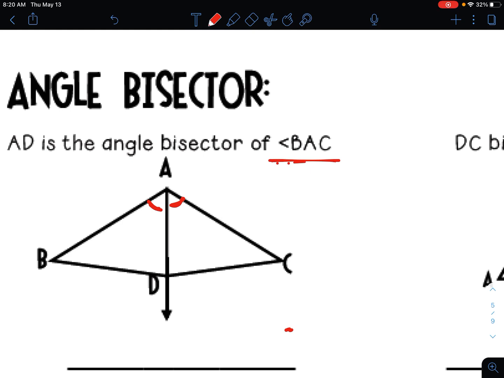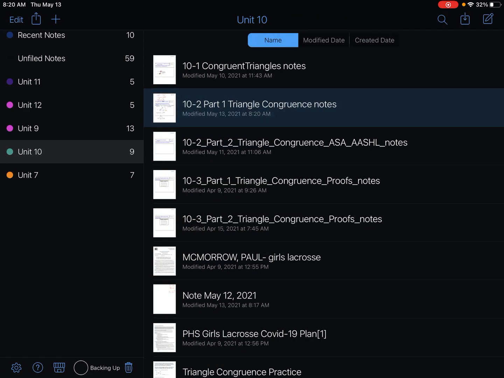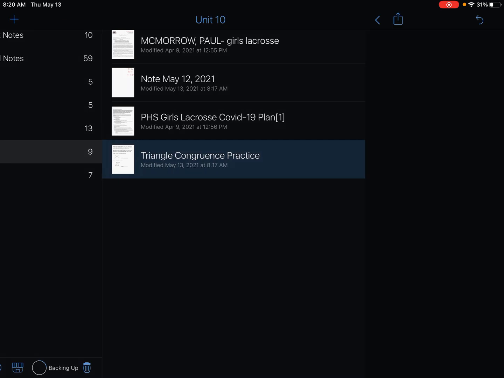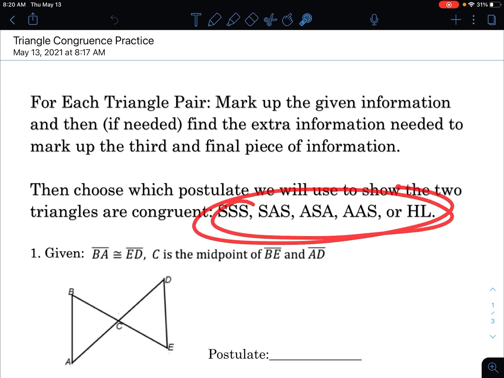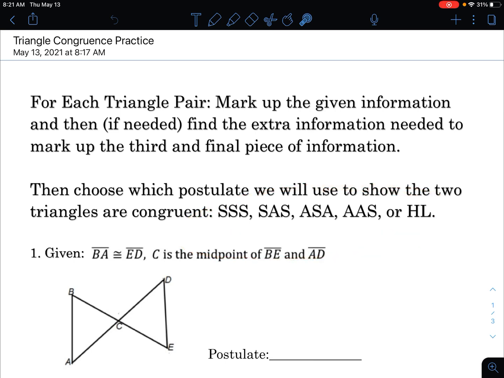Our goal on this congruency practice is to take a given, mark up the information, and then look for extra information, and you will be able to choose one of these 5 postulates we talked about. I'll run you through 1 or 2, and then you are going to do the rest on your own, okay?